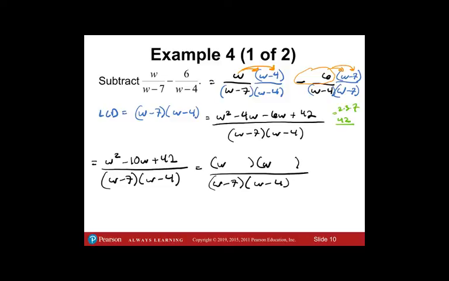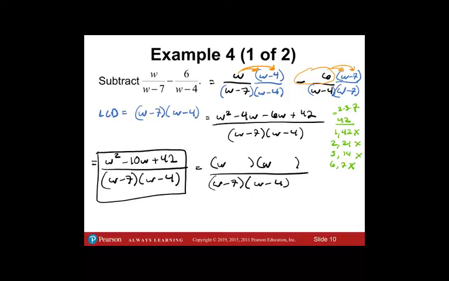So we could say 1 times 42, but that adds up to 43. We could say 2 times 21, but that adds up to 23. So that's no good. We can do 3 times 14, but that adds up to 17, so that's no good. And then 6 and 7 I think is it, and that adds up to 13, so that's no good either. So with that, we are actually going to stop with this answer here because I can't factor this further with integers.